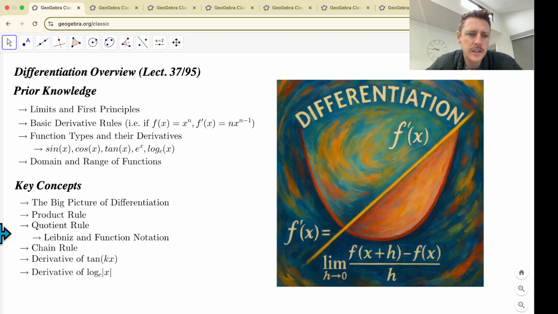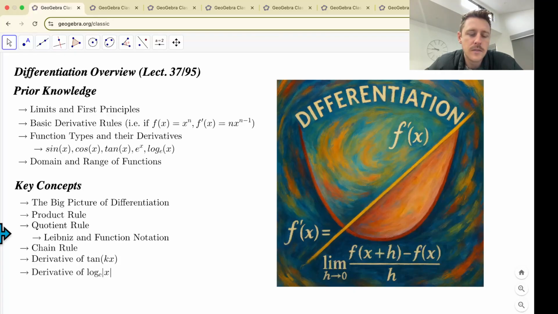And just some understanding of function types. Obviously our trig functions, sine, cos, and tan, e to the x and log e of x, understanding those, their domains, their ranges, that sort of stuff will be very important. And as it says there, the domain and range of a whole range of different functions.